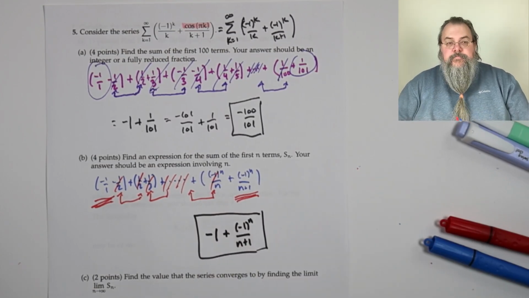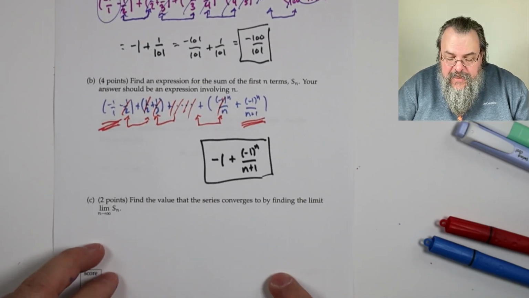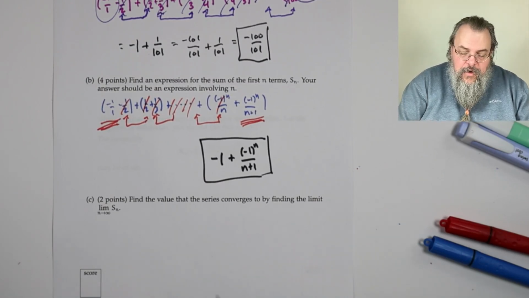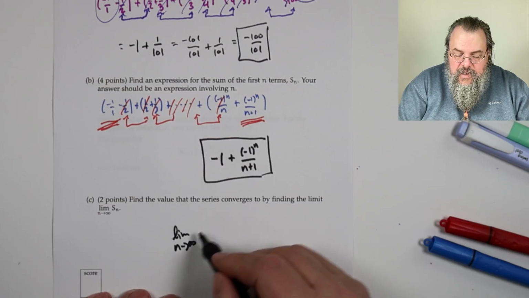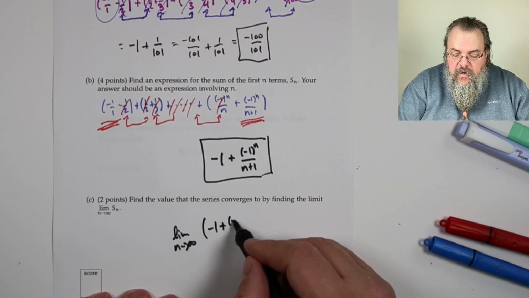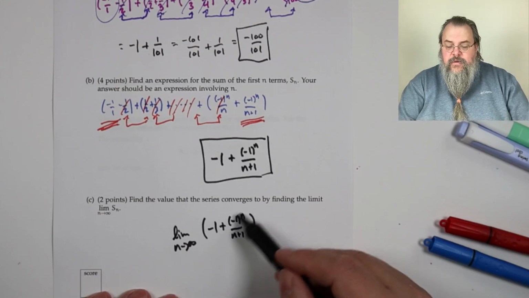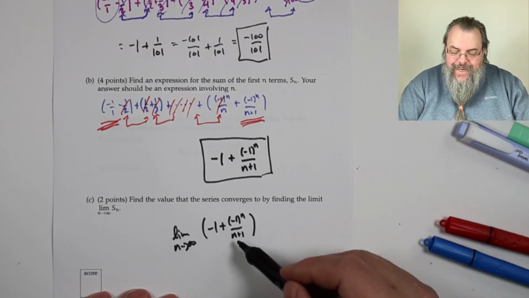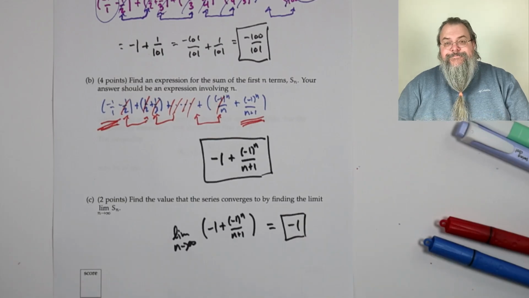Okay, that's part B. And part C, find the value that the series converges to by finding the limit. So we say, okay, it's the limit as n goes to infinity of negative 1 plus negative 1 to the n over n plus 1. And now we say, well, hey, this is going to be either plus or minus 1, but this is getting huge. And so our answer is negative 1.